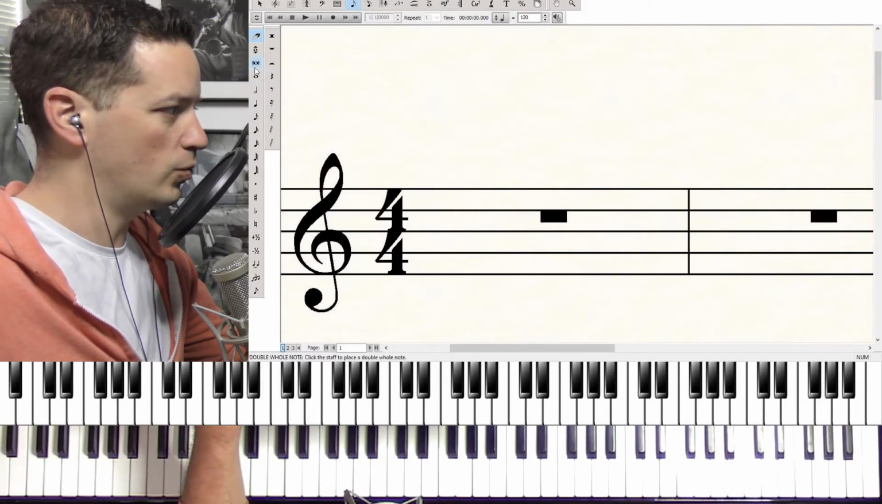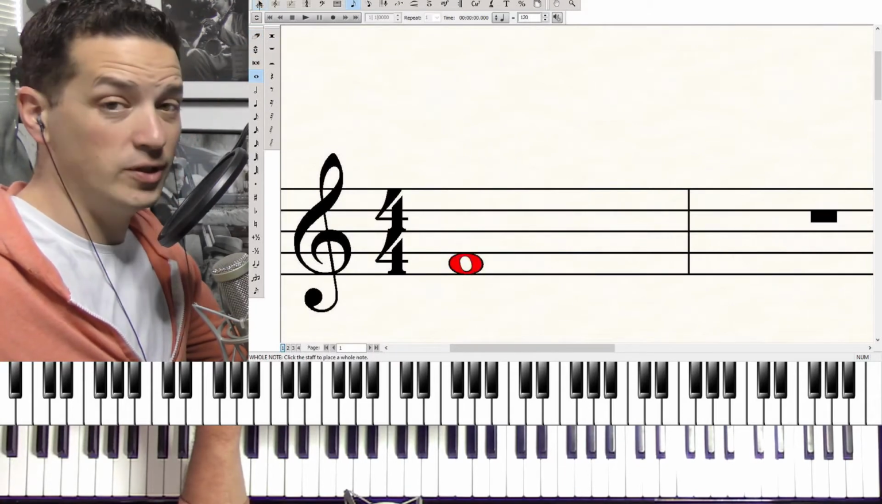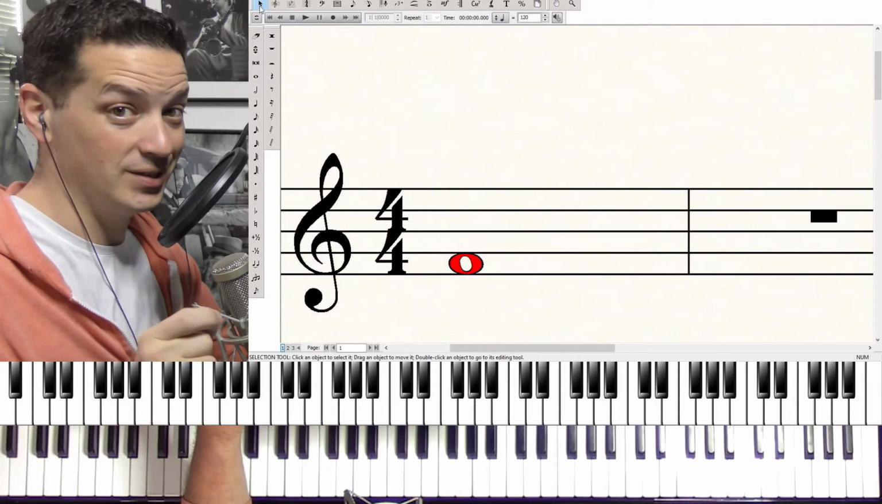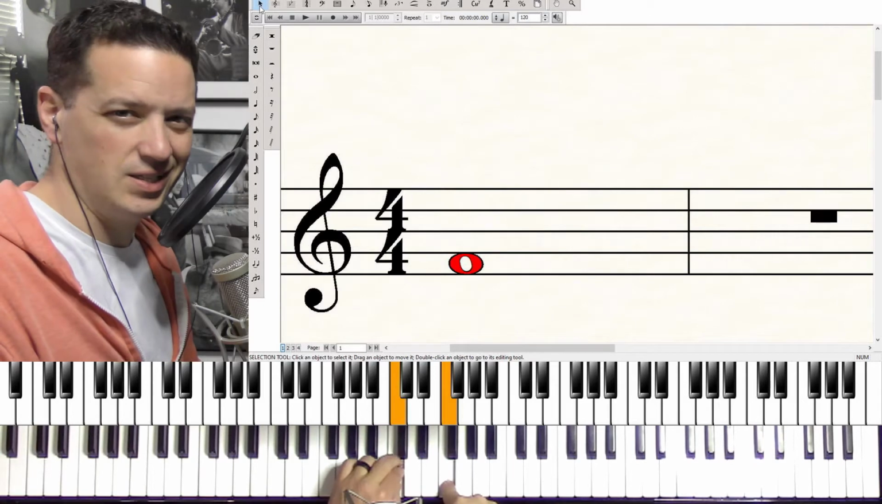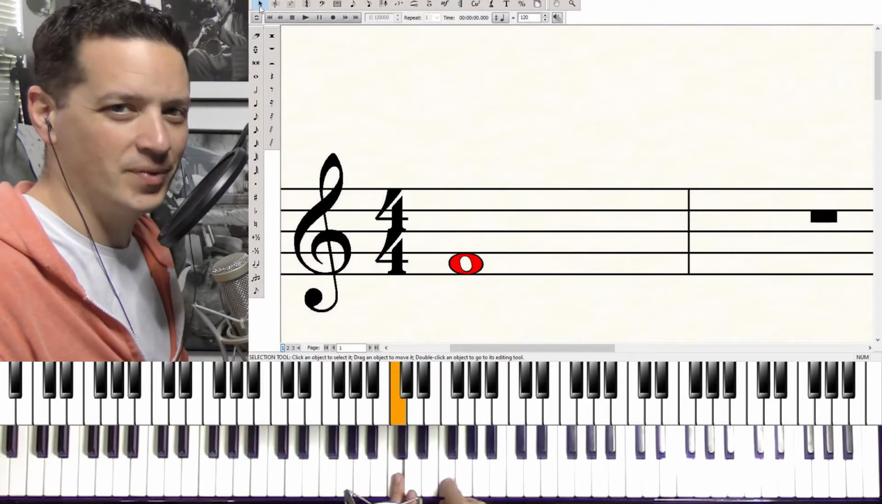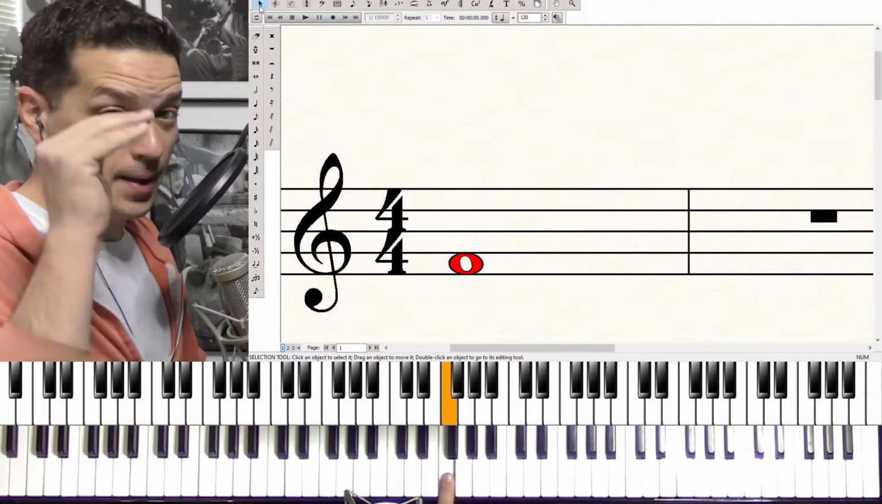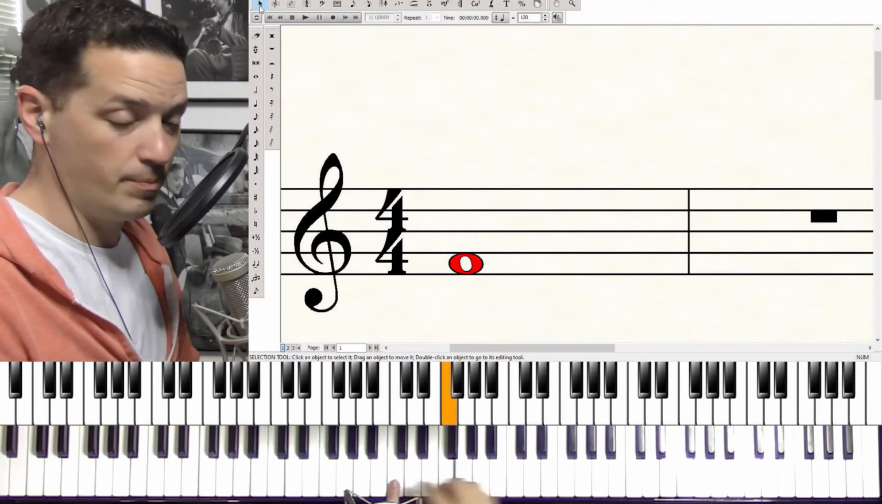So if we put a note right here on that bottom space, that's always going to be the F that is above middle C. It's always going to be this F right here, because this is middle C, the C that's in the middle-ish of the piano. And then this is the F that's just above that. So that F on that bottom space is always going to be that F right there above middle C.